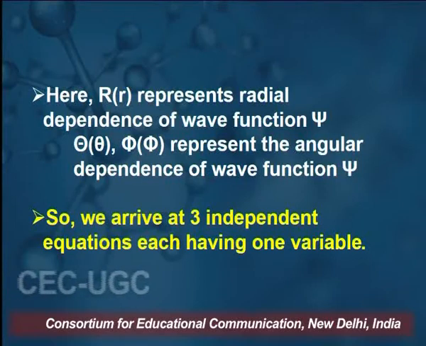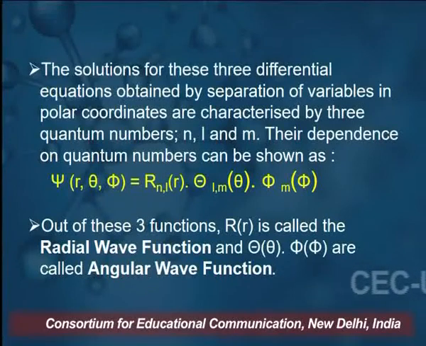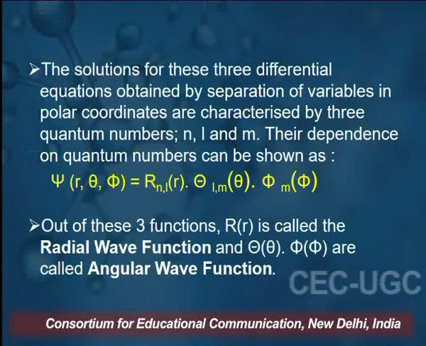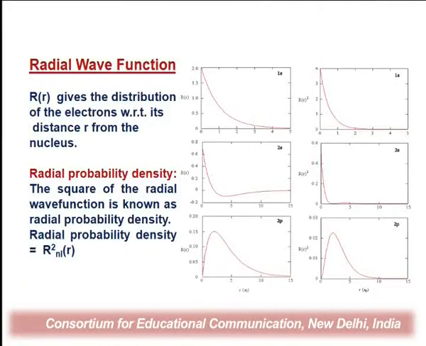So we arrive at three independent equations, each having one variable. The solutions for these three differential equations obtained by separation of variables in polar coordinates are characterized by three quantum numbers: principal quantum number, azimuthal quantum number, and magnetic quantum number. Their dependence on quantum number is also shown in the following equation, which you can see on your screen. Out of these three functions, R(r) is called the radial wave function, whereas Θ(θ) and Φ(φ) are called the angular wave function. Let us talk about the radial wave function.